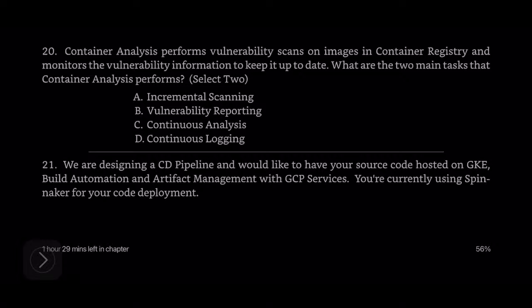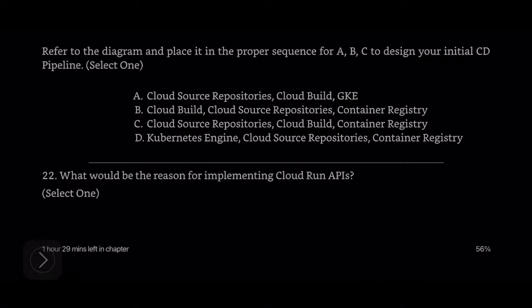21. We are designing a CD pipeline and would like to have your source code hosted on GKE. Build automation and artifact management with GCP services. You're currently using Spinnaker for your code deployment. Refer to the diagram and place it in the proper sequence for A, B, C to design your initial CD pipeline. Select 1. Cloud Source Repositories.